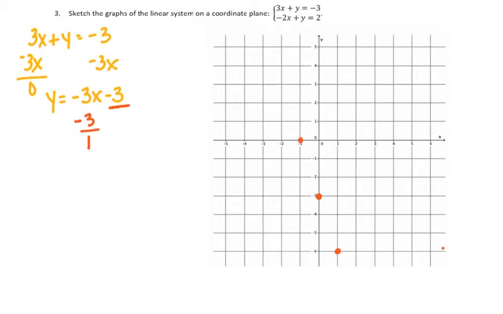I'm going to do the same thing from that point right there. So up 3 units, 1, 2, 3, and to the left 1 unit. I'm going to do it one more time. 1, 2, 3, to the left 1 unit. I think I said right, I meant left.